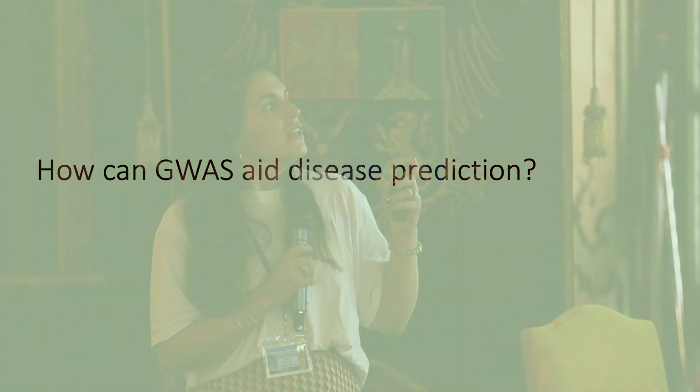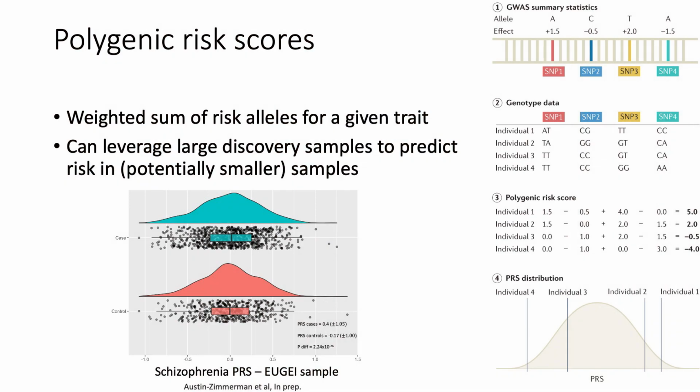Then we're obviously interested in how we can use this data to help with prediction, identifying people who might be at greater risk of developing a disease or trait. Polygenic risk scores we've already heard a bit about. This is where you take all of those variants that we've found through a GWAS that are associated with a trait, and you then look in a different sample and calculate for each individual a risk score, which is a weighted sum of the effect of those associated variants.